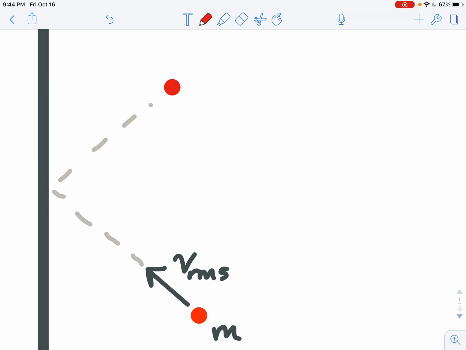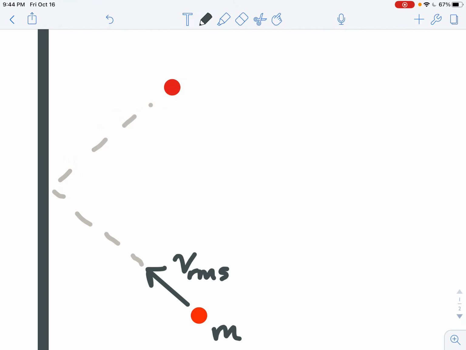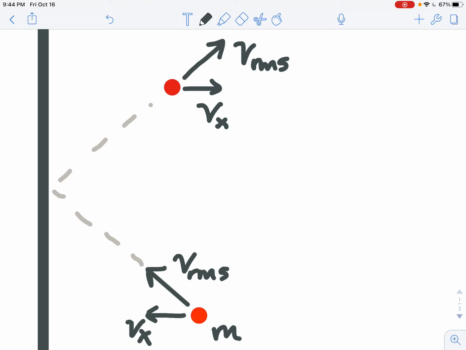And so what's happening then is this particle is rebounding, and it still has the same speed because the collision is perfectly elastic, VRMS. But what has changed is the x component, which we will call Vx. And so the Vx component was negative initially.